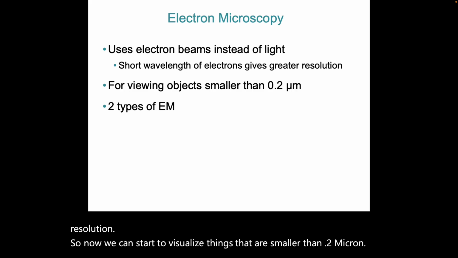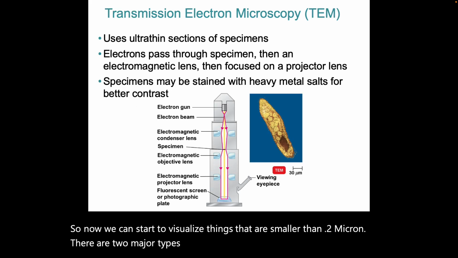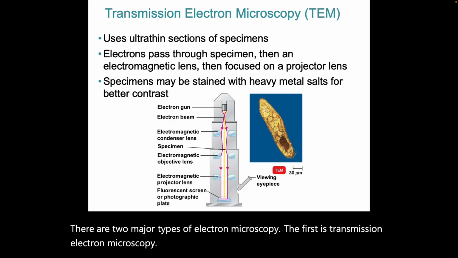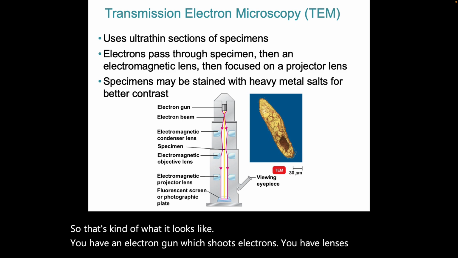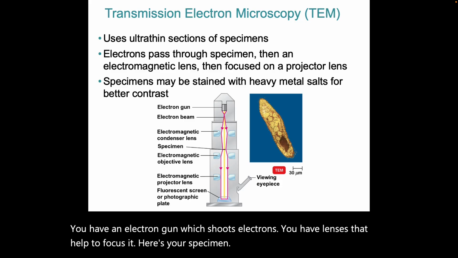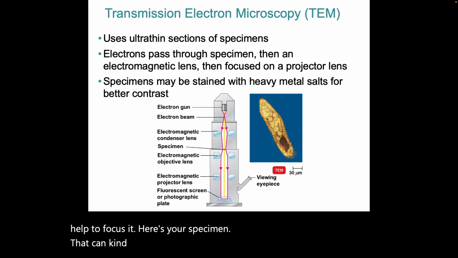There are two major types of electron microscopy. The first is transmission electron microscopy. So that's kind of what it looks like. You have an electron gun which shoots electrons. You have lenses that help to focus it. Here's your specimen that can kind of scatter the electrons, and then they land on a plate.